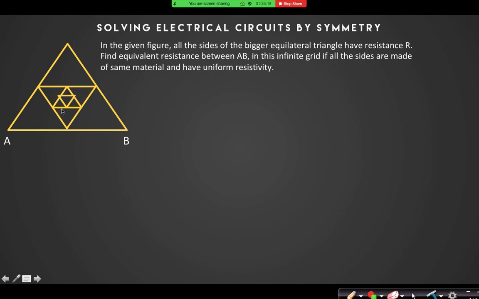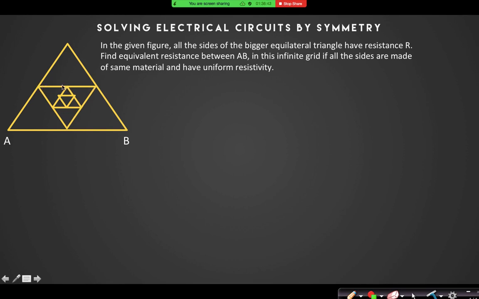Okay, this is an infinite circuit. I will not solve it now. I will give you this as homework. Right? These are infinite triangles. These are equilateral triangles. I have found another equilateral triangle by joining the midpoints, another equilateral triangle by joining their midpoints, another equilateral triangle by joining. So this will continue up to infinity, right?